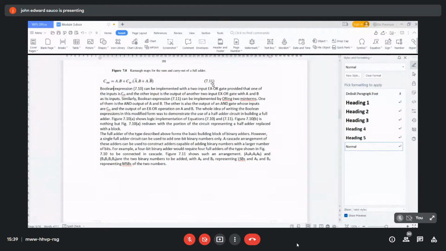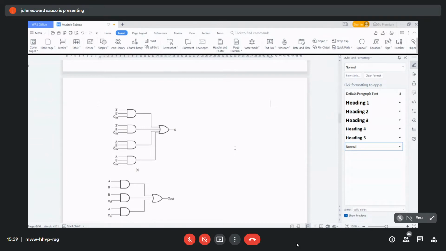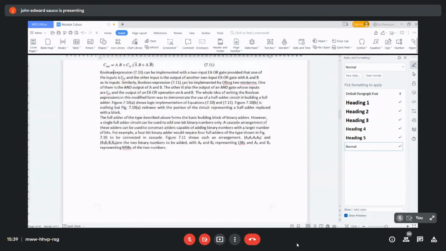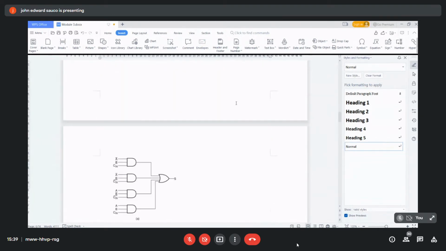So the whole idea of writing the Boolean expression in modified form was to demonstrate the use of half adder in building a full adder. Okay? So para mas malinaw, lahat ng sulat dyan is 710.